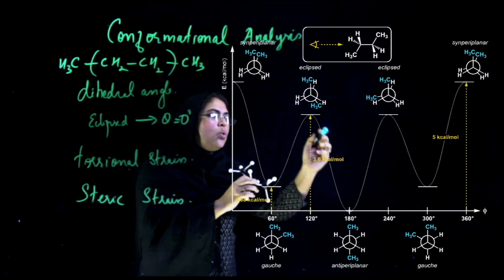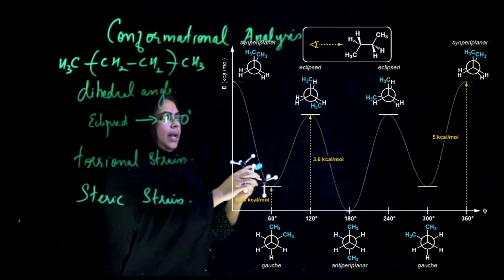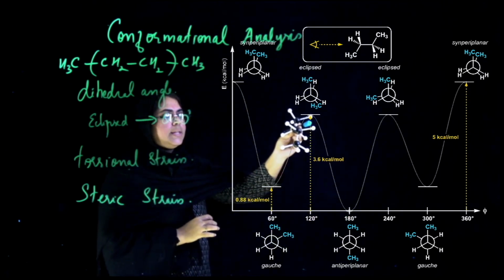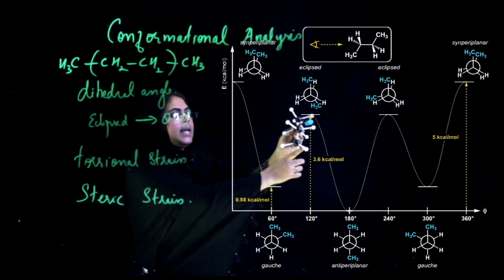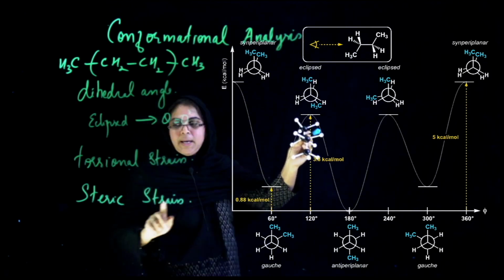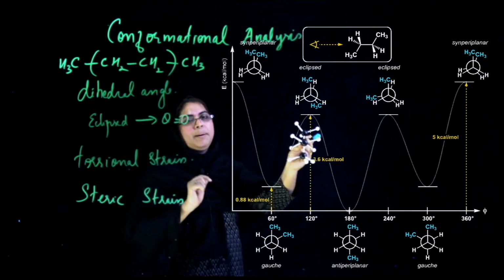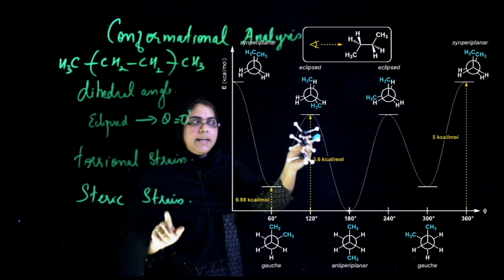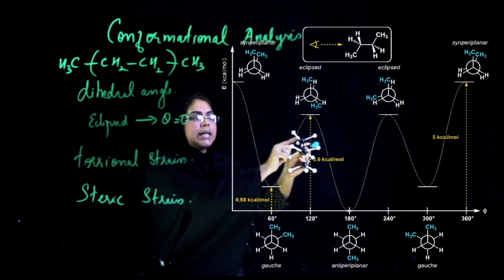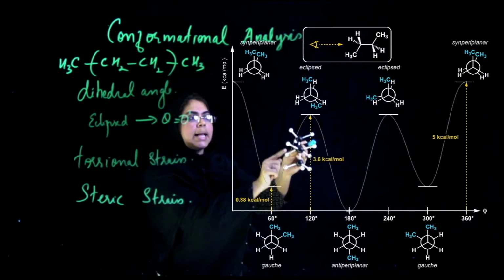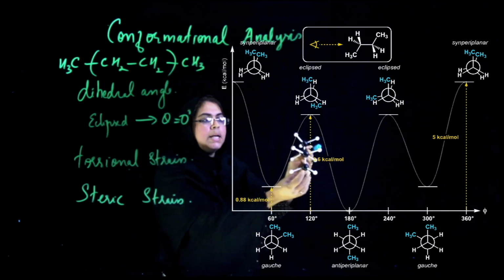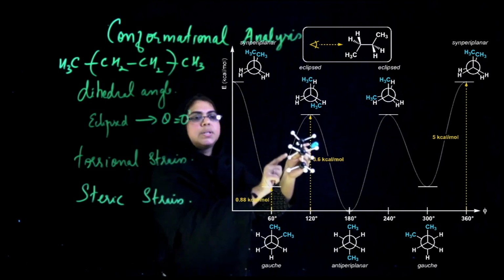When we come to 180 degrees, what's the peculiarity of this conformation? The CH3 groups are as far apart as possible. That means steric strain is minimum, and it is a staggered conformation. We call this staggered conformation anti-periplanar. Anti-periplanar means these two groups are opposite to each other.